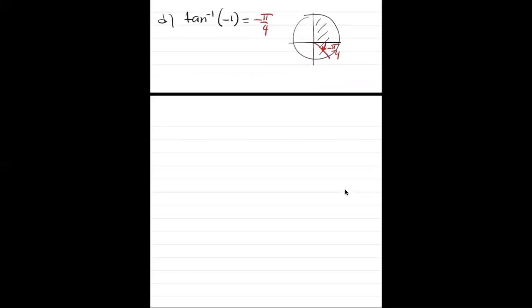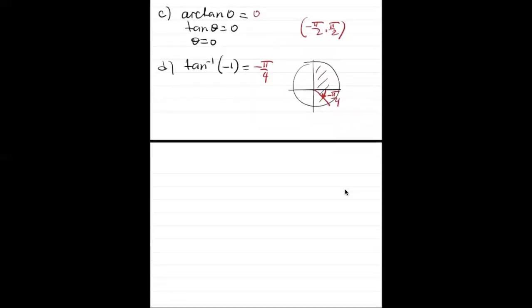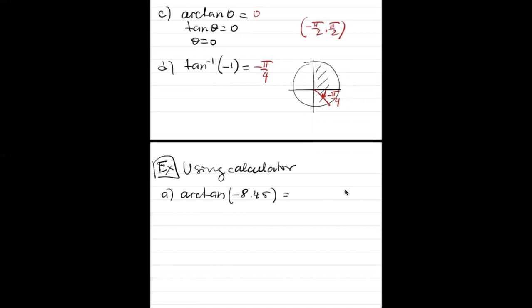Now, we often use a calculator whenever we have to evaluate an inverse function at certain values we're not familiar with, or they're not in the table we've memorized. So using a calculator, let's practice arctan of -8.45. Your calculator has a button that says tan⁻¹. That's the same as arctan. All you have to do is type arctan or tan⁻¹, then the number, and you should get -1.45 in radians. So you need to watch whether you're in degrees or radians.